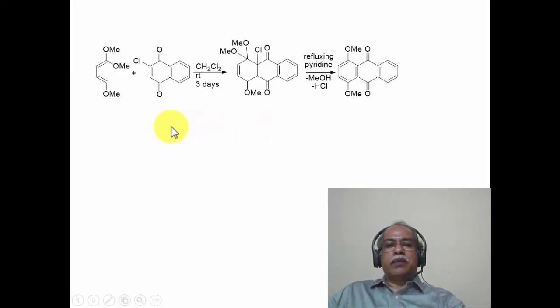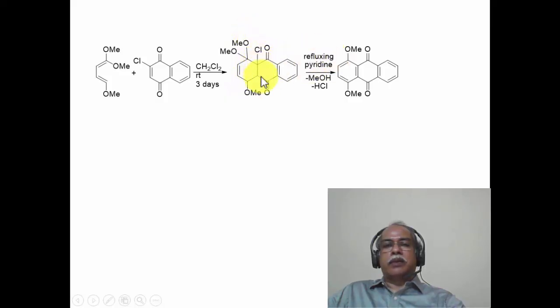Here is an example where the dehydrohalogenation and the elimination of methanol is taken as an advantage to aromatize this compound. The Diels Alder reaction between this trimethoxy substituted butadiene and the chloro substituted naphthoquinone, for example, takes place at room temperature to produce the corresponding Diels Alder adduct. Now, there is a hydrogen here which can undergo dehydrohalogenation, for example, to produce the double bond over here. There is a hydrogen here which can undergo methanol loss, 1,4-methanol loss.